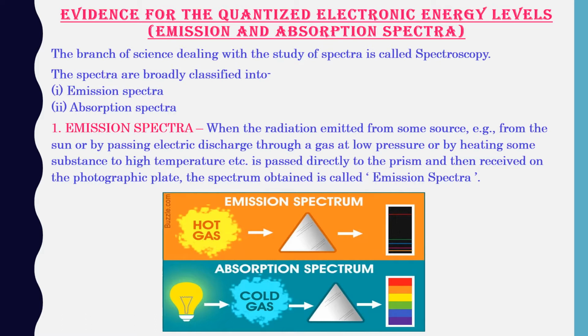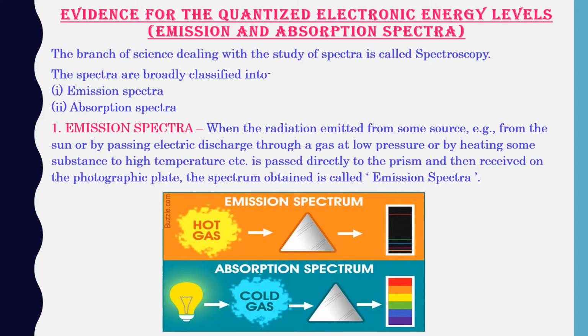So the spectra are broadly classified into emission spectra and absorption spectra. Let us discuss each one of them in detail. So the first one is emission spectra. So what is emission spectra?